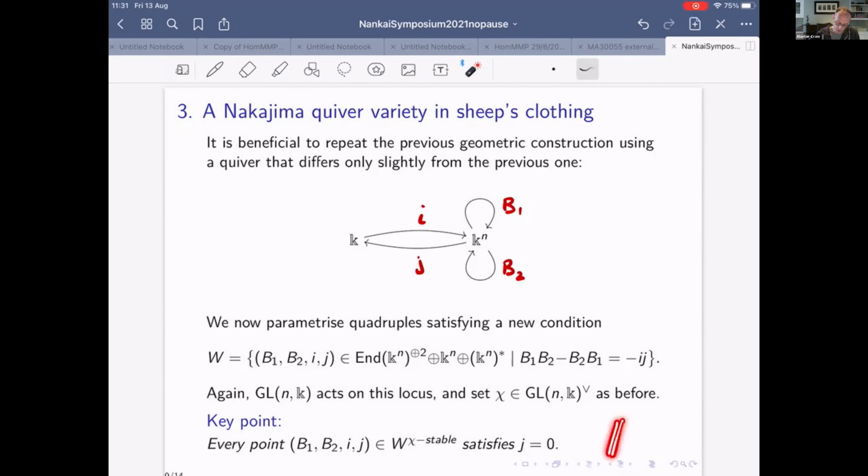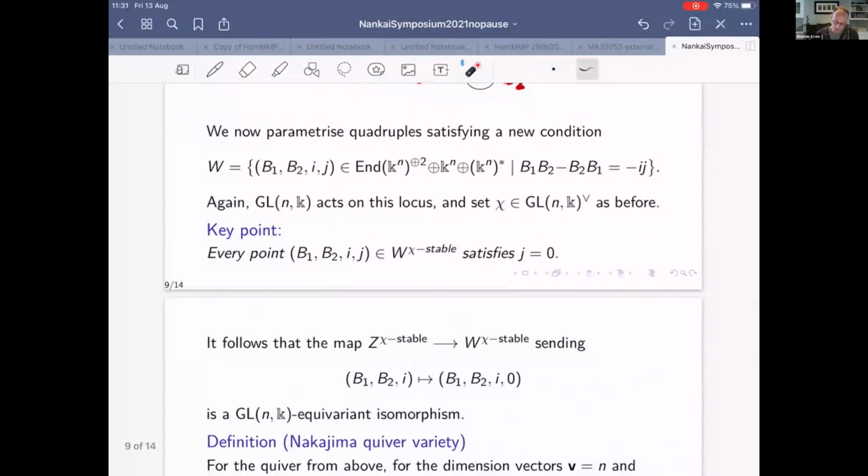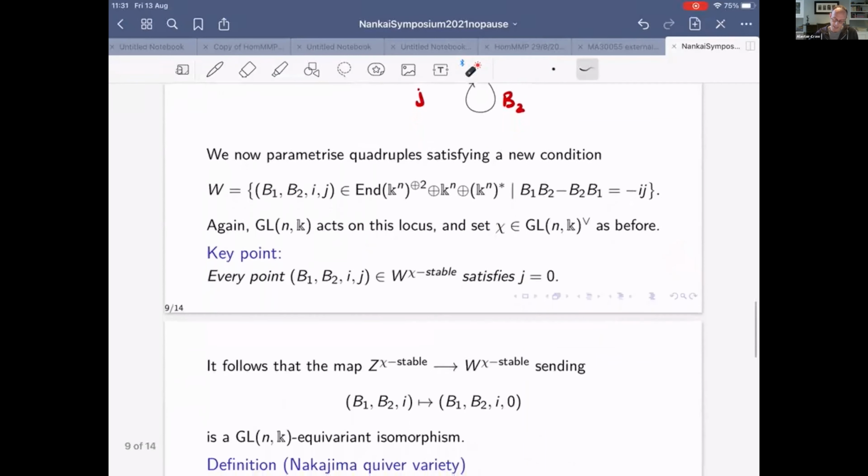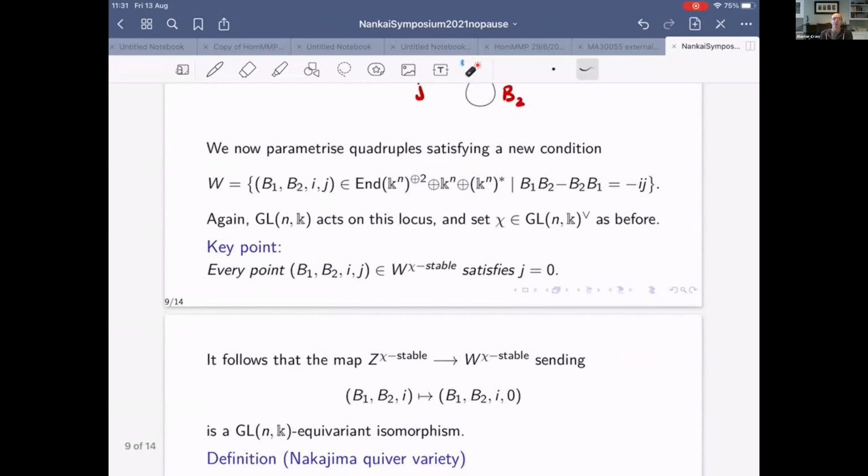So this little lemma tells us that, and notice, of course, when J is 0, the equation recovers the equation we had previously, right? That disappears to 0. And so exactly, we've got an inclusion map from the chi-stable locus in Z to the chi-stable locus in W. It's just this very, very concrete map. This is actually an isomorphism, and more than that, not just of affine schemes, but of GLN-equivariant schemes. The point being that the GIT quotients are the same.